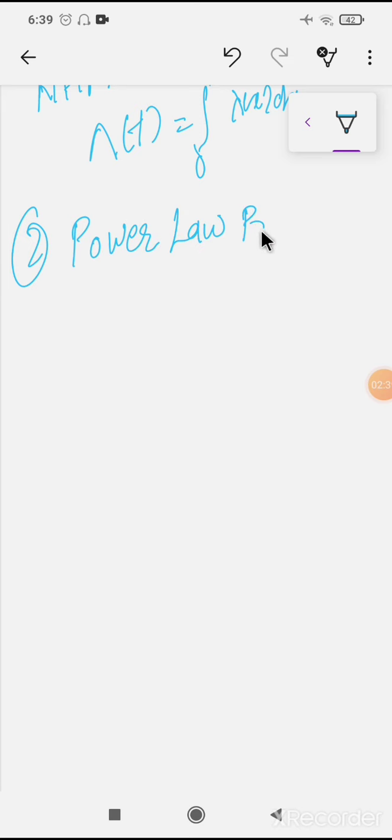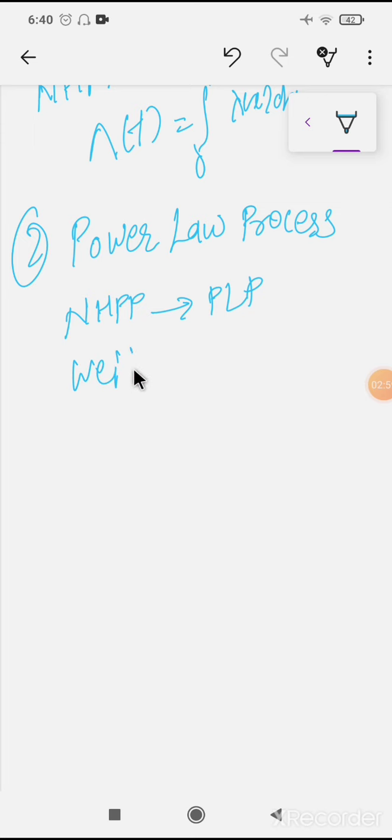So the widely used NHPP is the power law process. So that is the power law process, sometimes also called the Weibull process.